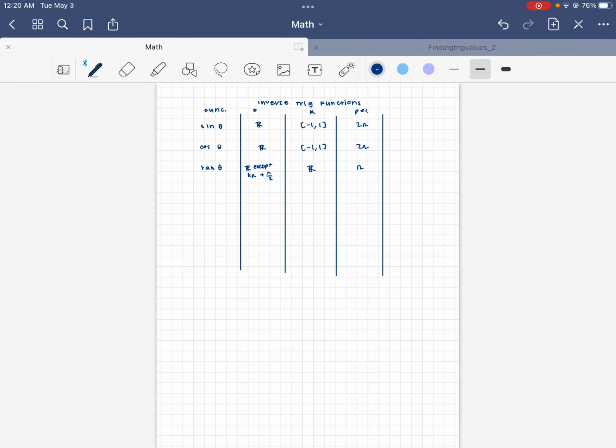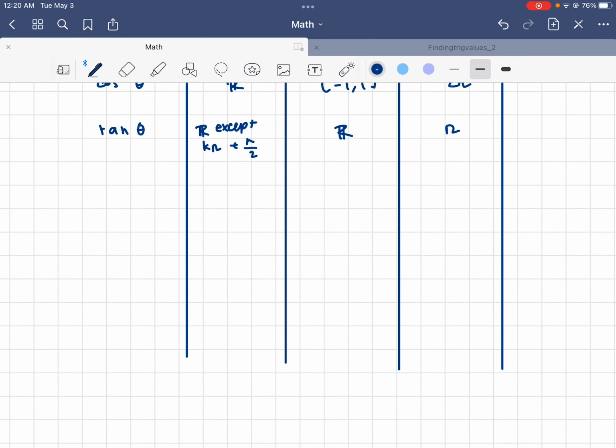And then let's do the reciprocals. So cosecant is all reals except k pi, and the range is negative infinity to -1 union 1 to infinity. Secant has the same domain as tan.